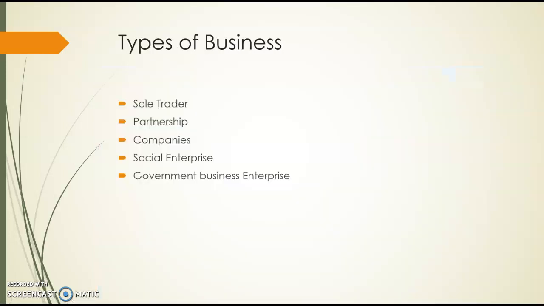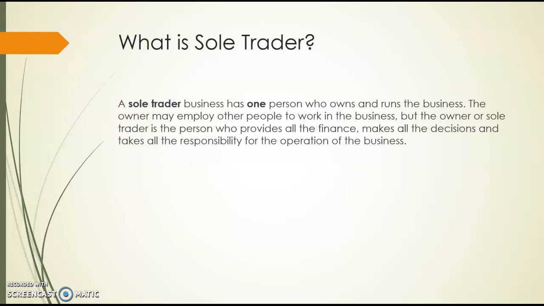Now these are the types of businesses we are going to go over: sole trader, partnership, company, social enterprise, and government business enterprise. Now, what is a sole trader? Okay, sole means one person. Okay, so a sole trader is a person who just runs the business on his own. Okay, he may hire employees, but the ownership is with only one person.